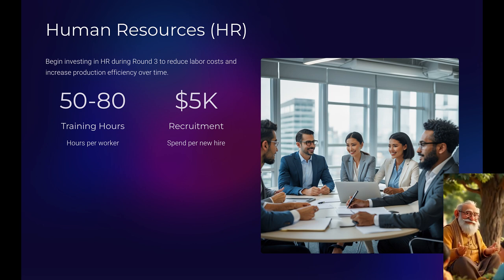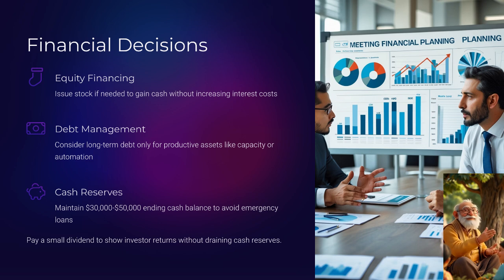Section 7. Financial Decisions. Round 3 is where your financial strategy starts to shape the future. Here's what to do: issue stock, equity financing, if needed. This gives you cash without increasing interest costs. Consider issuing long-term debt, but only if you're investing in productive assets like capacity or automation. Maintain a reasonable current debt balance.